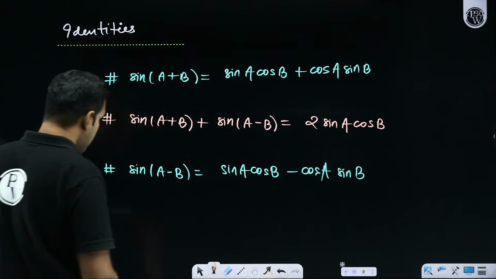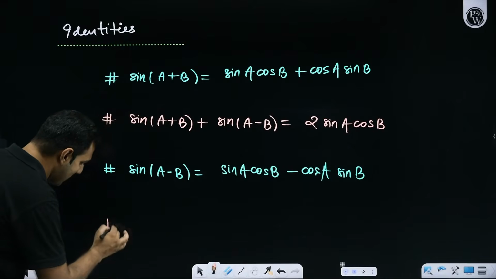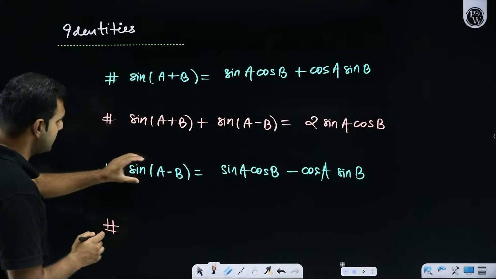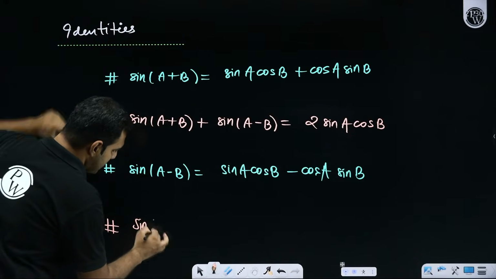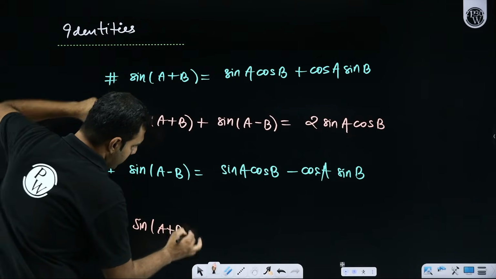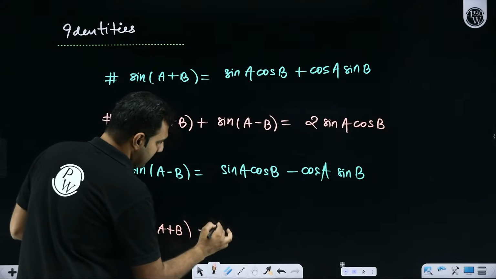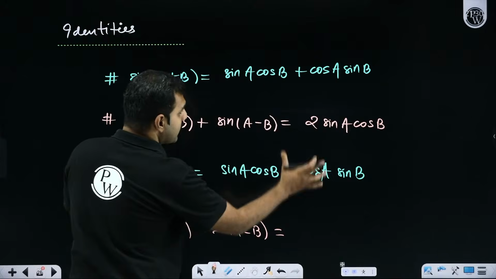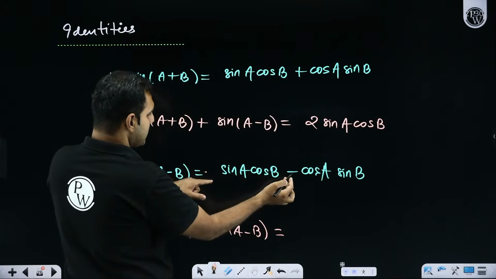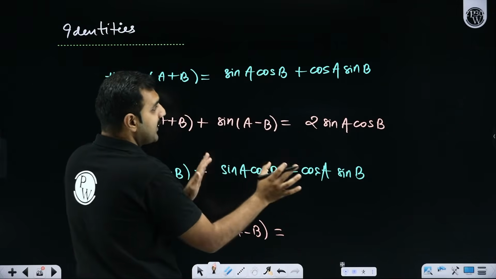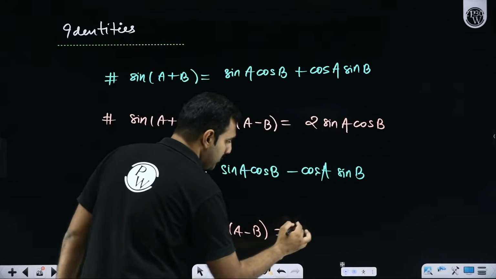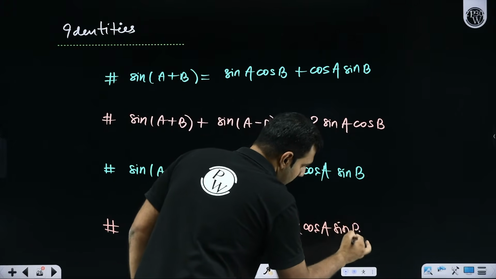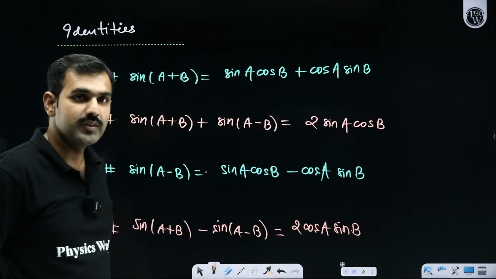So, sir, can there be one more identity? Yes, actually, if I subtract this from this, on the LHS, what will I have? On the LHS, I'll have sine A plus B minus sine A minus B. But sir, if I subtract this from this, sine A cos B will get cancelled. Cos A sine B will get doubled. So it will be 2 cos A sine B. So I think there are 4 identities first of all.